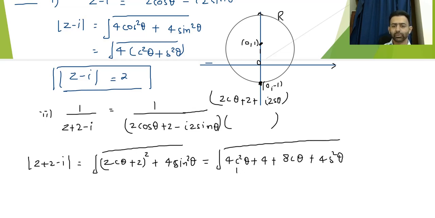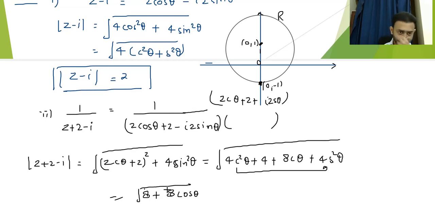Okay, this 4 cos square theta plus 4 sin square theta will be just 4, because taking out 4 as a common factor, you will remain in the brackets cos square theta plus sin square theta, which is 1, right? So this is 4 plus 4 is 8, right? I'm just calculating in the mind, directly writing this as 8 plus 8 cos theta inside the square root sign.